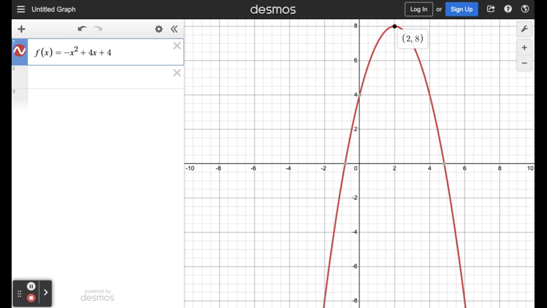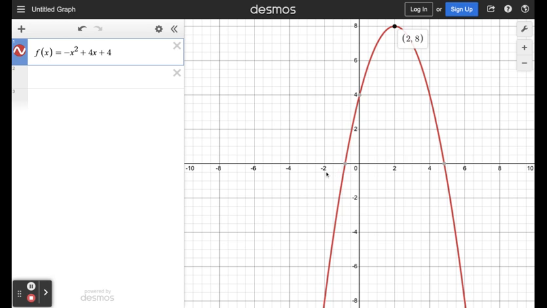And we always have to write maximums, minimums, and intercepts as ordered pairs. It crosses the x-axis at negative 0.8, 0. So that is one intercept. And then the other one is over here at 4.8, 0. And then my y-intercept is here at 0, 4.